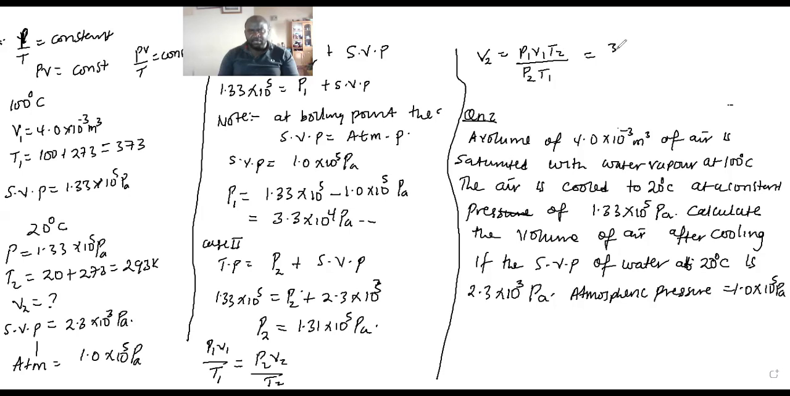So what is our pressure P1? Our pressure P1 is 3.3 times 10 to the power 4, times the initial volume 4.0 times 10 to the power negative 3, times temperature T2, which was 293. All this divided by pressure P2, which we have got as 1.31 times 10 to the power 5, times temperature T1, which was 373 Kelvin. Press the answer, we get the solution.